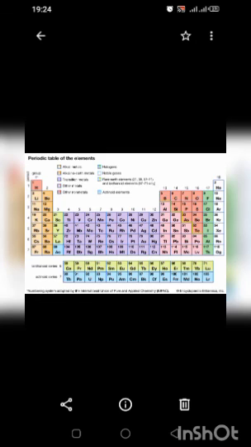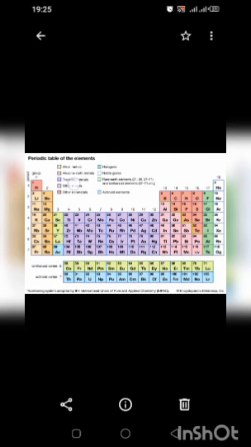Elements in the same group, for example, in the first group where we have hydrogen, lithium, sodium, potassium, rubidium, cesium, and francium, have the same number of electrons in the outermost shell because they are in the same group. On the periodic table, we have 8 groups: 1, 2, 3, 4, 5, 6, 7, 8.